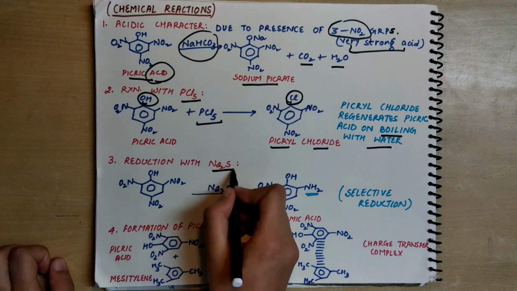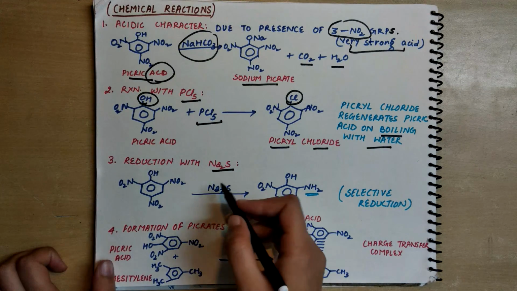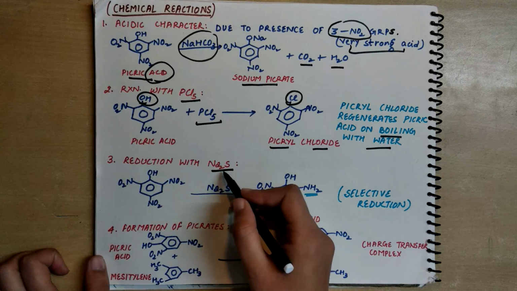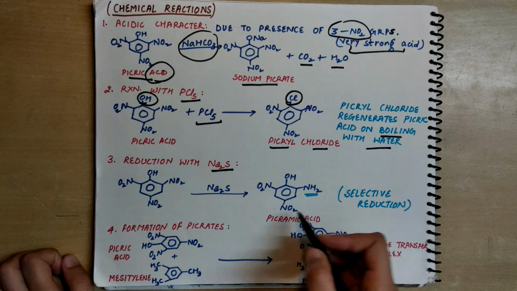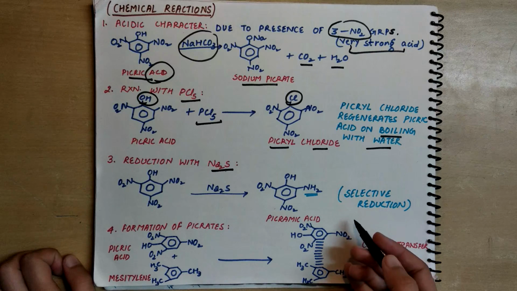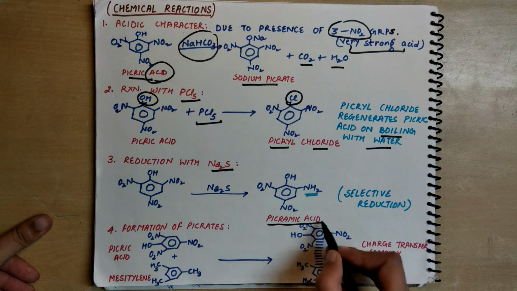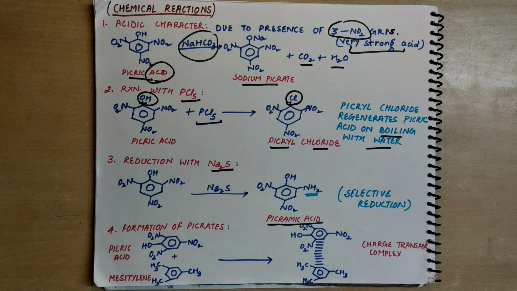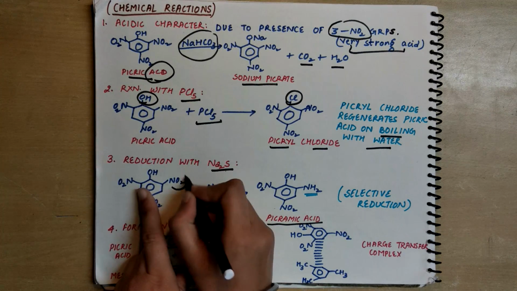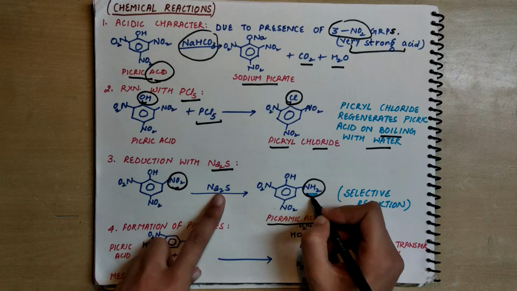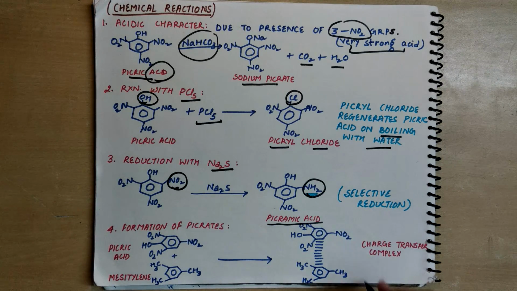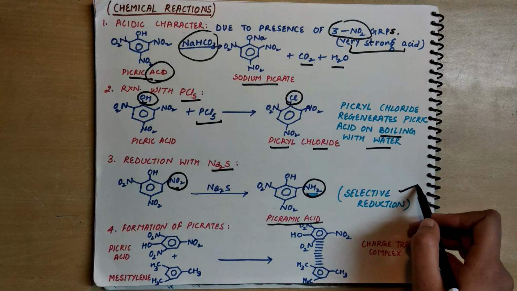Reduction with Na2S. When we reduce picric acid with sodium sulfide, we get a reduced product. Reduction occurs and we get picramic acid. What is picramic acid? Here, one nitro group is replaced by the NH2 group. So it is a selective reduction.